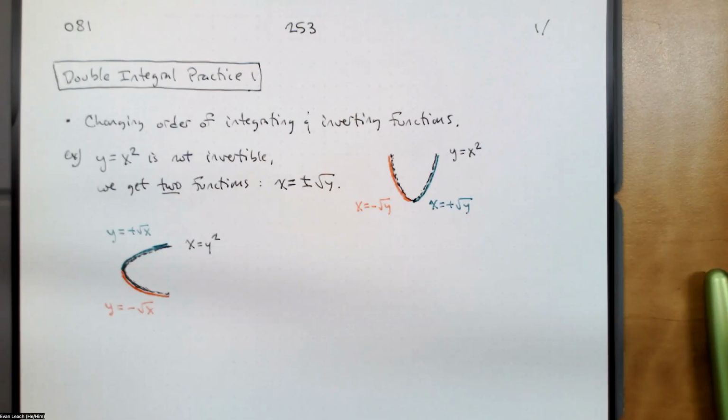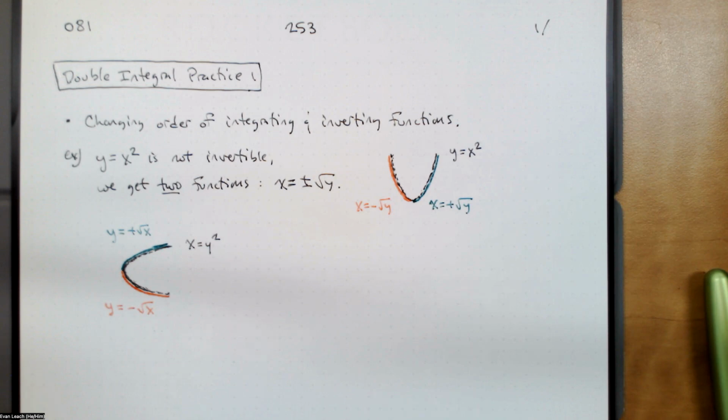When we're changing the order of integration, that might require us to invert functions. We might have to pseudo-invert functions. That is, invert a function that isn't actually invertible, like x equals y squared or y equals x squared. It's not that we can't write one nice inverse function, but we do write two inverse functions. We can split it up into two inverse functions. Then as long as we're aware that this is the case, we can deal with that.